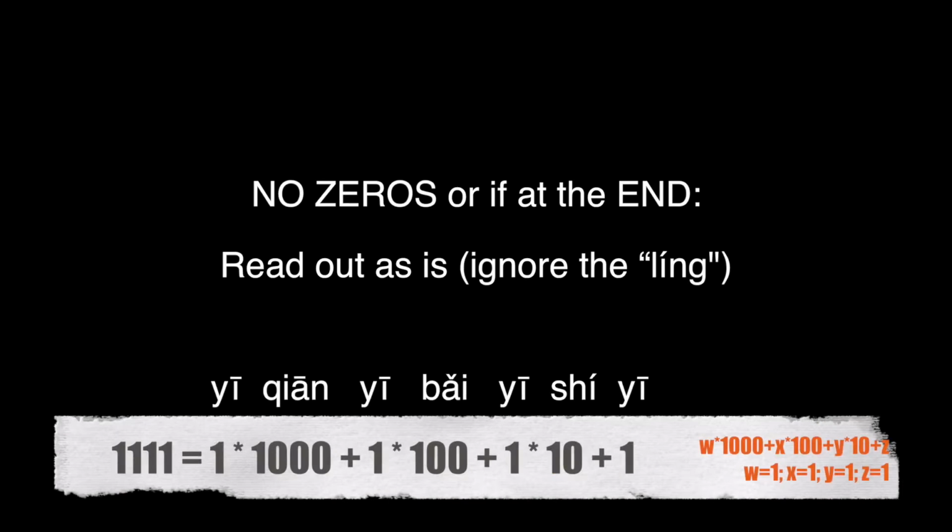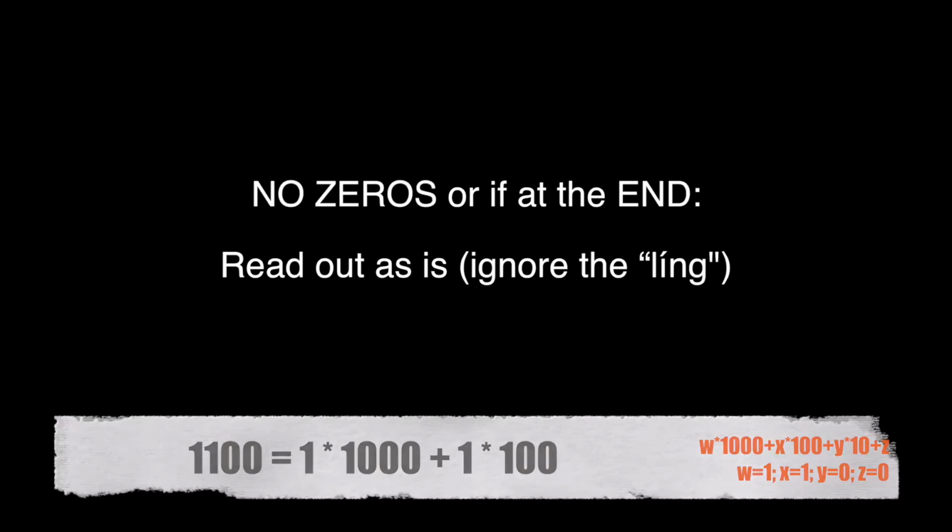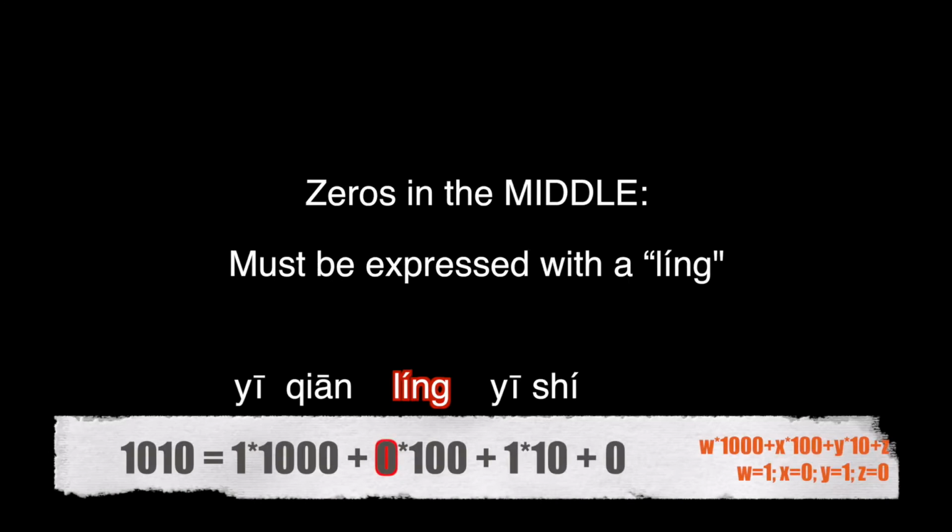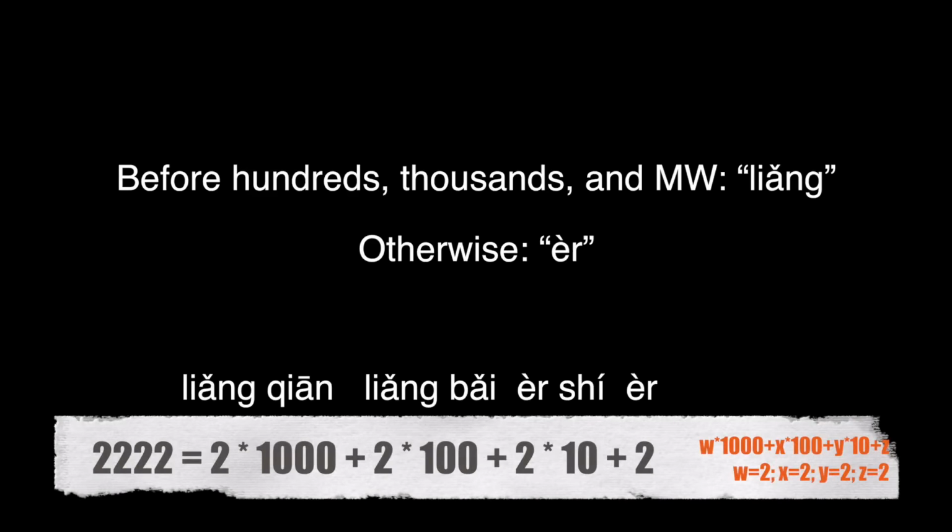When the numbers do not include any zeros, or if the zeros are located at the end of the number, you would read it out as is. If there's a zero in the middle of the number, it must be expressed with a ling. The number 2 can be expressed in 2 different ways, liang and er. When placed before hundreds, thousands, and so on, or before measure words, we use the term liang. Otherwise, we use the term er. So that's it! Again, you really don't have to memorize the formulas for any of this.